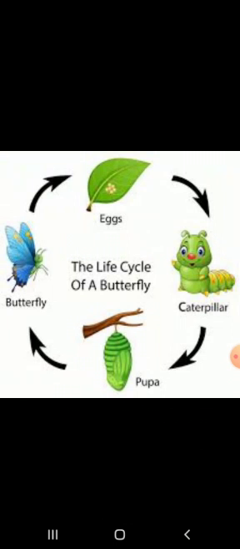Then the life cycle of a butterfly, which starts from the laying of eggs by the adult butterfly, from which the caterpillar hatches, and then the caterpillar grows into a pupa, and the pupa again develops into the butterfly. So this is the life cycle of a butterfly, which repeats again and again, and hence it continues.